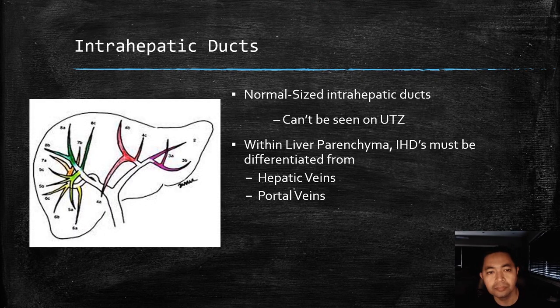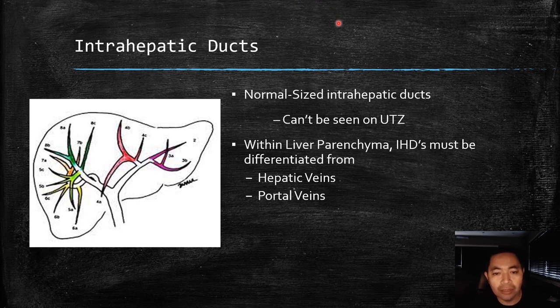In evaluation of intrahepatic bile ducts, there are a couple of key points I would like to emphasize. Normal sized intrahepatic ducts cannot be seen on ultrasound, and they must be differentiated from hepatic veins and portal veins within the parenchyma.